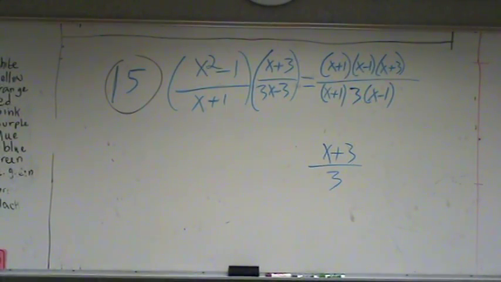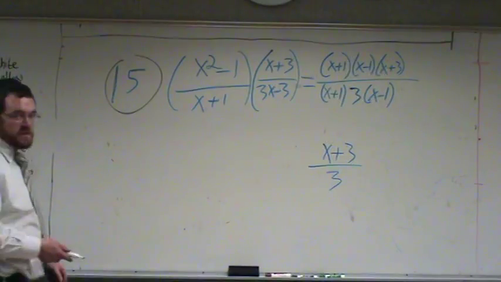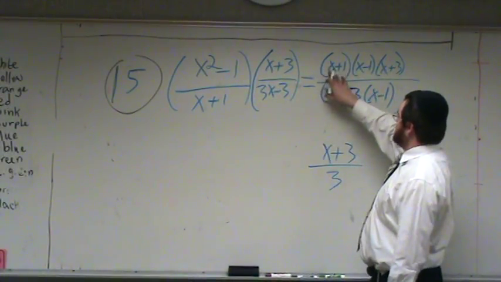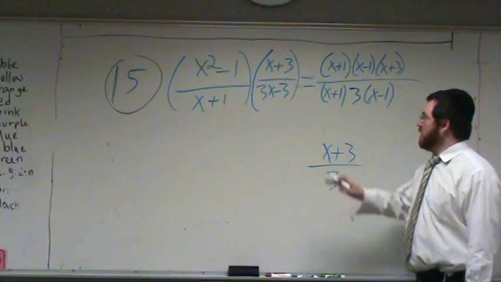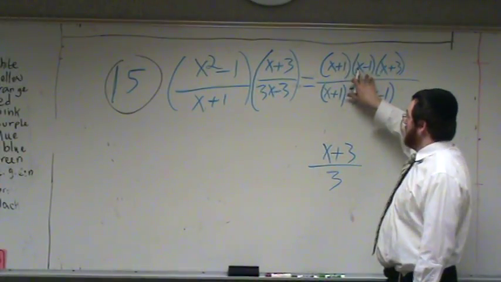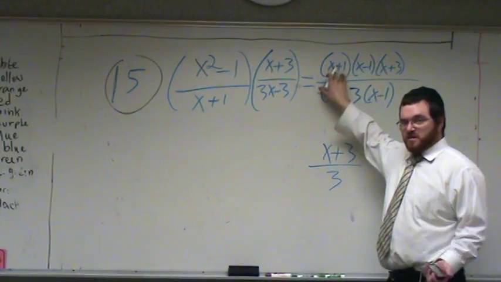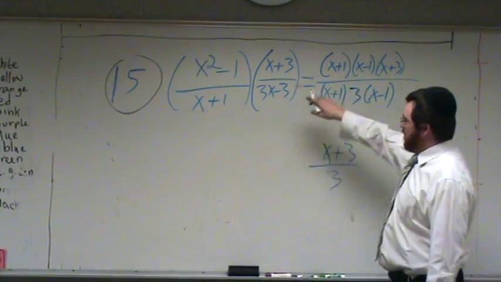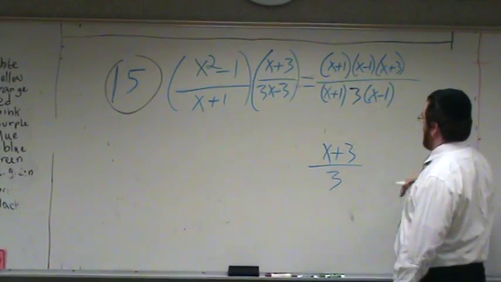Question 15. What is the product of x squared minus 1 over x plus 1 and x plus 3 over 3x minus 3? Before we find the product, we have to see if there's anything we can cancel out that's on top and on bottom. So x squared minus 1 is the same as x plus 1 times x minus 1. Why? Because x times x is x squared. Outer, x times negative 1 is negative x. Inner, x times 1 is positive x. So the positive and negative x cancel out. And last, 1 times negative 1 is negative 1. So therefore x squared minus 1 is x plus 1 times x minus 1.